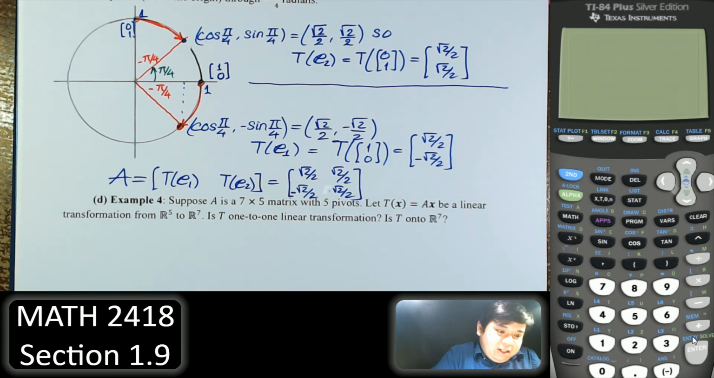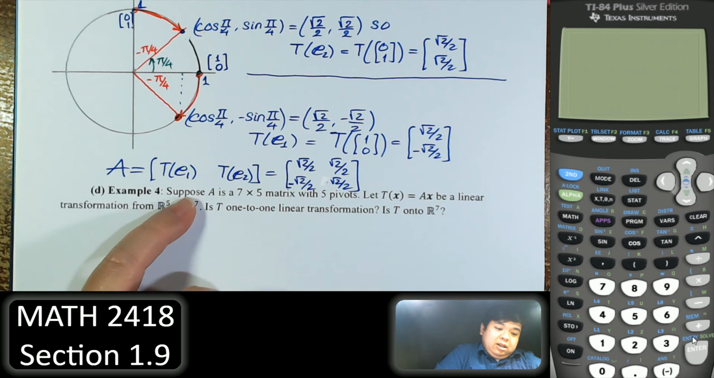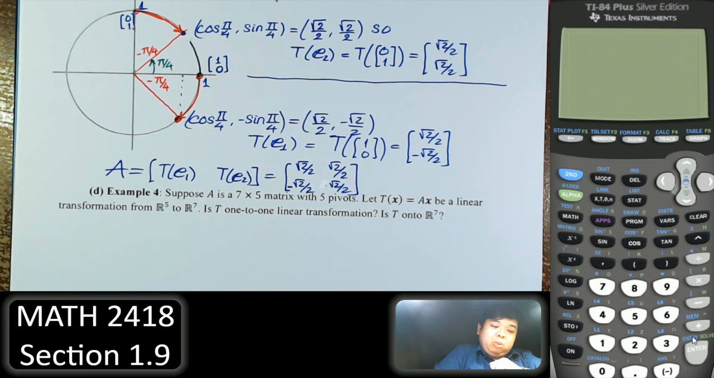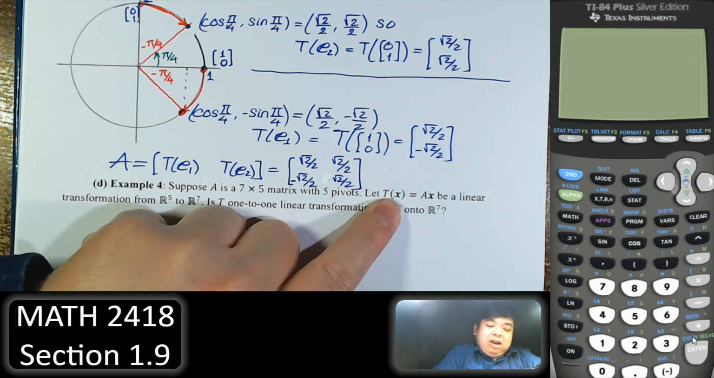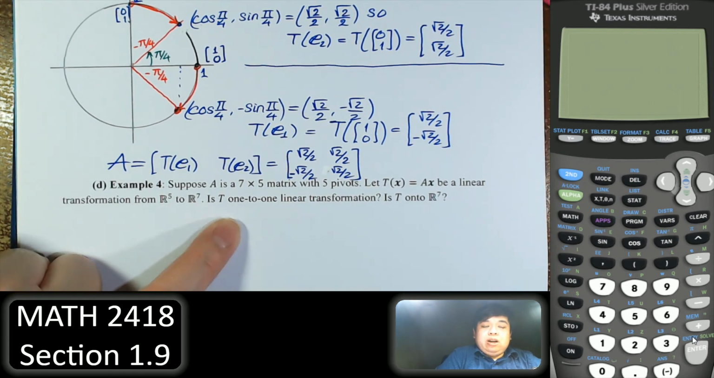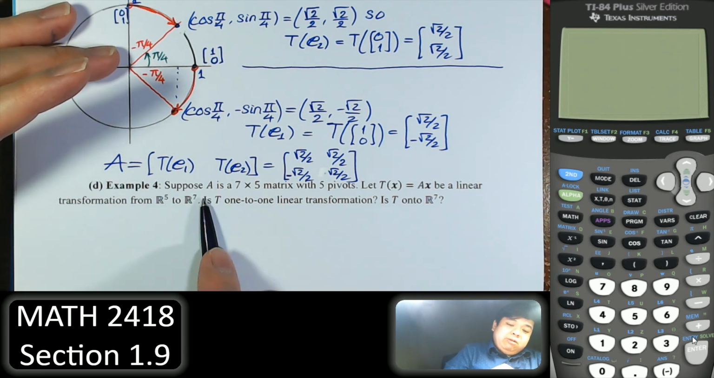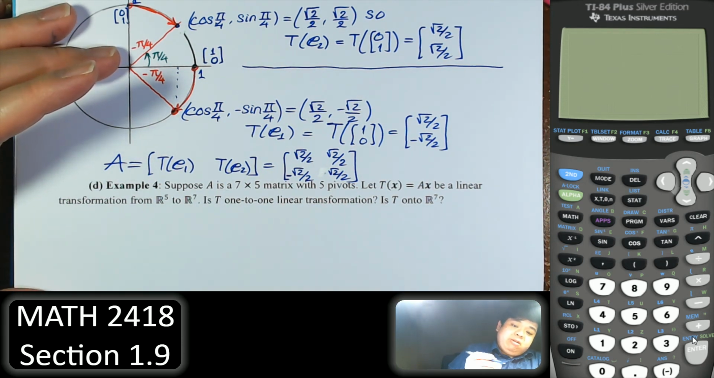Next we have this problem. Suppose A is a 7 by 5 matrix with 5 pivots. Let T of x equal Ax be a linear transformation. Is T one-to-one, and is T onto? Fine. Right, first we know A is 7 by 5.